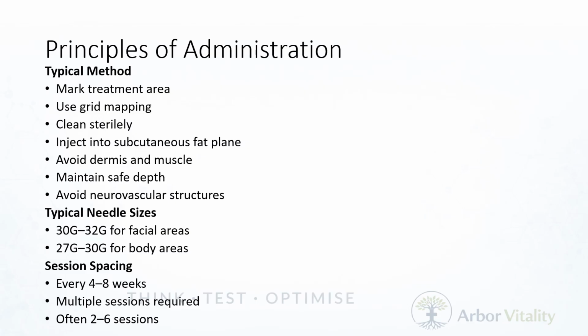Typically, insulin syringes of 30 gauge to 32 gauge are used for facial areas, 27 to 30 gauge for body areas. Between 2 to 6 sessions are usually required to achieve the desired results. And you do one session every 4 to 8 weeks to allow enough time for breakdown, healing, and remodeling.